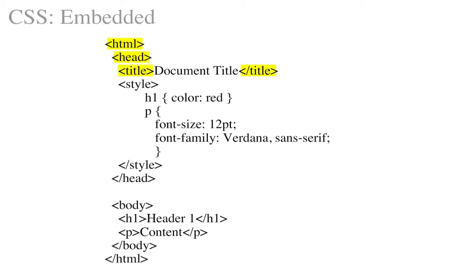You embed your style sheets within the opening style tag. In this case, there's a style for heading 1 and for paragraph. And then you close your style tag, close your head area, and then you would continue into the body area of the HTML document. You must make sure that the style tag is contained within the head of the document, nested within the opening and closing head tags.